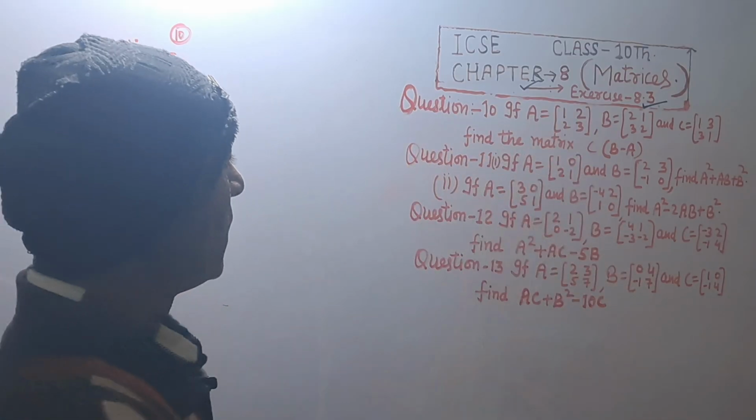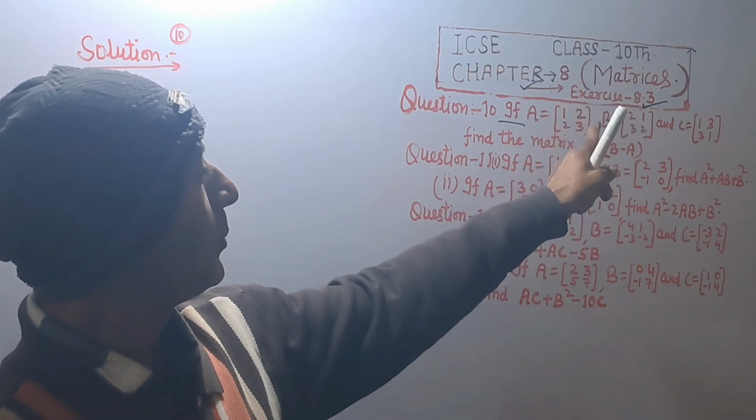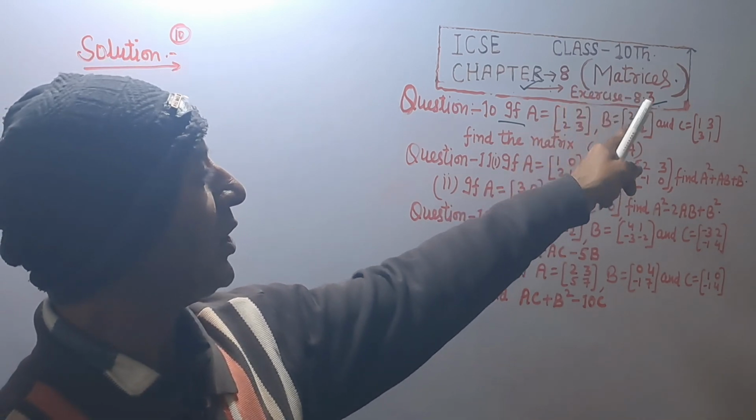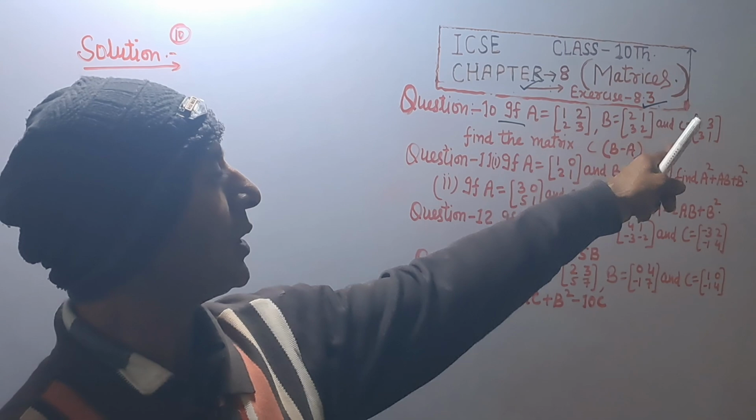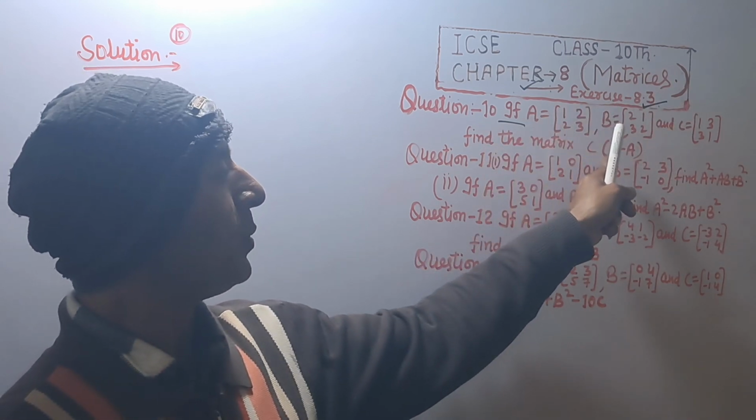Question number 10. If A is equal to [1, 2; 2, 3], B is equal to [2, 1; 3, 2], and C is equal to [1, 3; 3, 1], find the matrix C into B minus A.